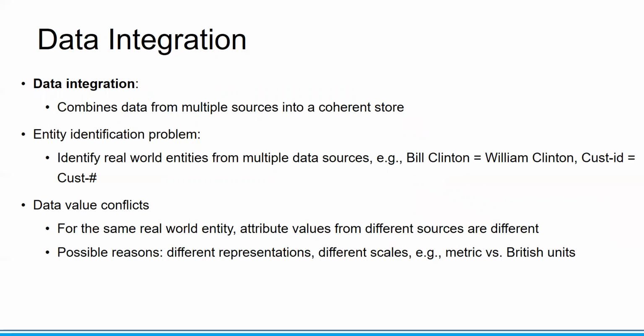So what is data integration? By definition, it is the combination of data, or how we can combine the data into one coherent store, and the data comes from multiple sources. When we have multiple sources and we want to make them into one coherent store, of course we need to identify the entity. How can we identify the entity?